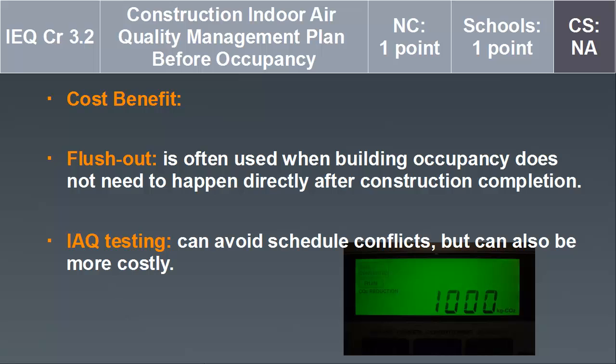When deciding which option to take, there's always a cost-benefit analysis. For flush out, it's often used when building occupancy does not need to happen directly after construction completion, or else it can take a long period of time to hit that 14,000 cubic feet per square foot. Indoor air quality testing can avoid schedule conflicts, but can be more costly.